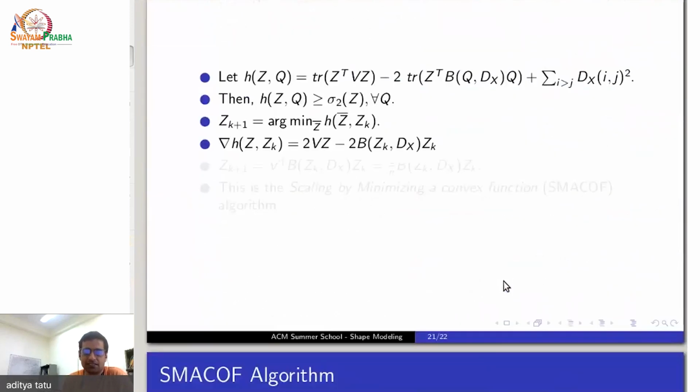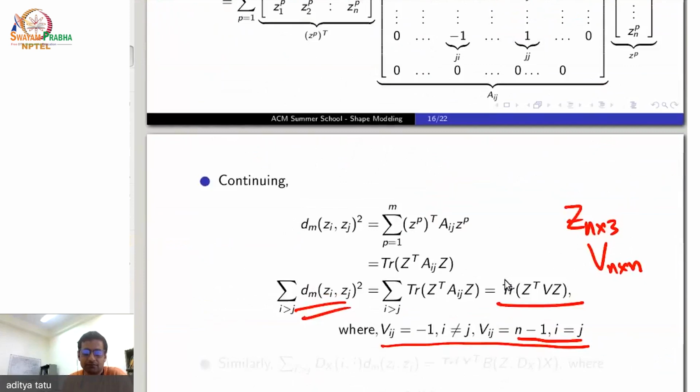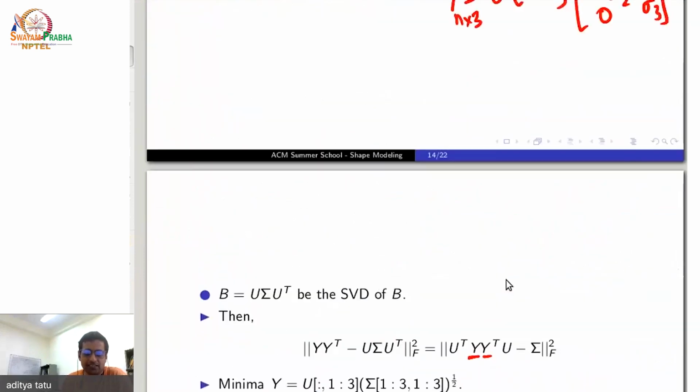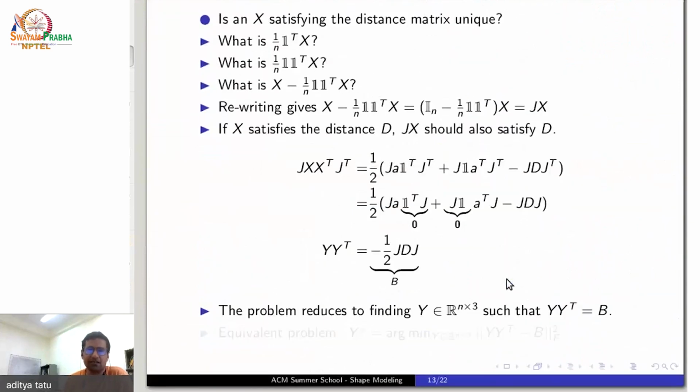Now, if you look at this SVD-based algorithm that we gave, what do we need in this? There's two things we need, right? The matrix J and the matrix D. What is a matrix D? So let's say you have a mesh which has 50,000 vertices. What would be D?